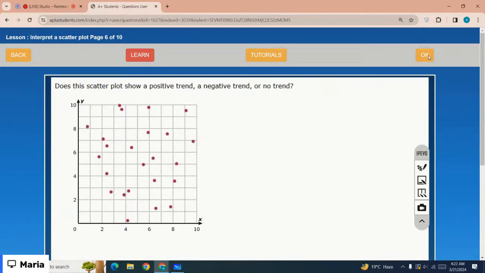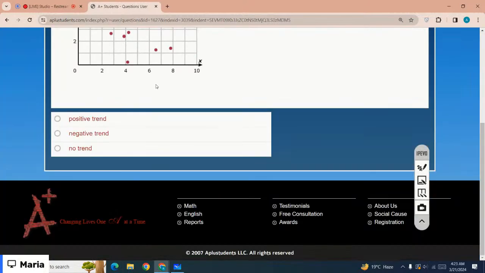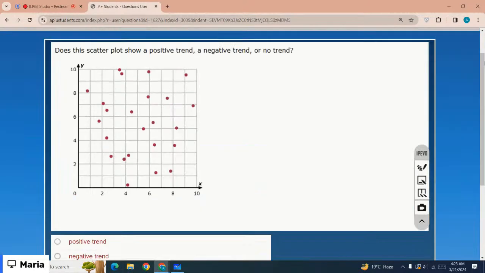Does the scatter plot show a positive trend, a negative trend, or no trend? So, which is the correct option? But you can see here you have so many scattered points, right? So the graph shows no trend, right? Because you have the points all over the graph, so that means the graph shows no trend. The correct option is no trend.